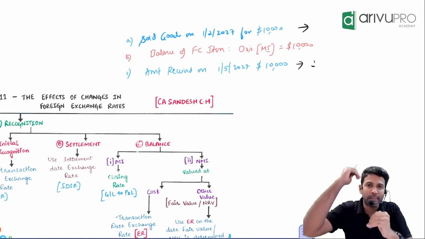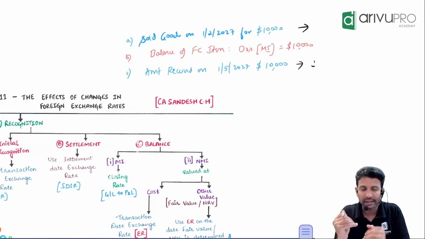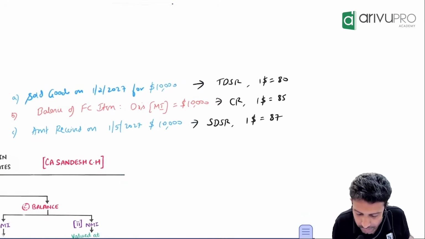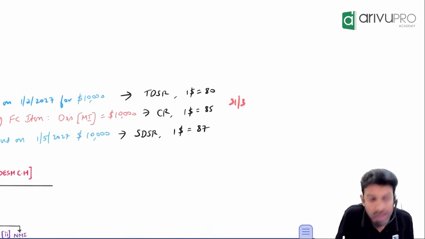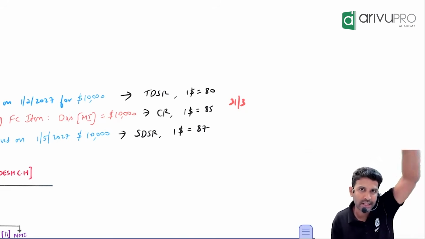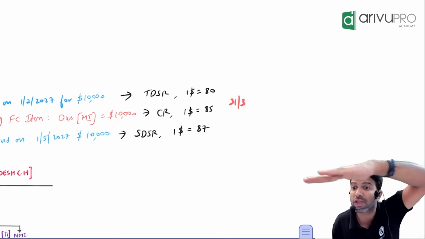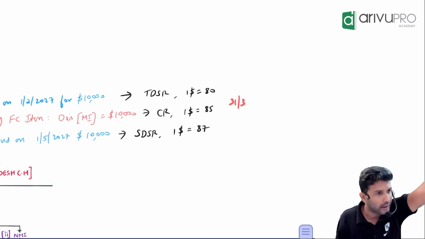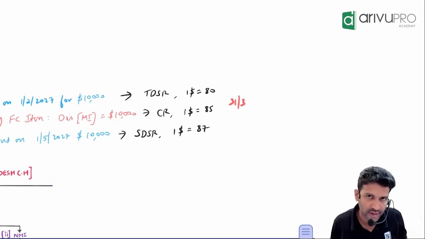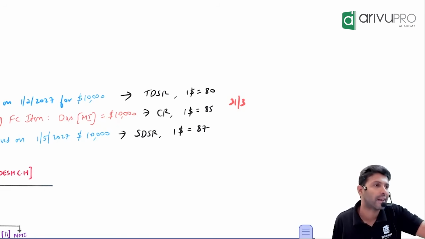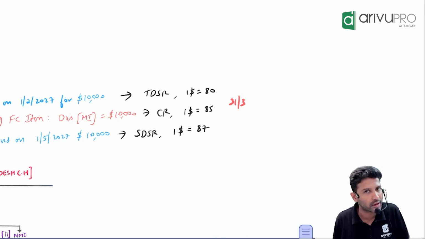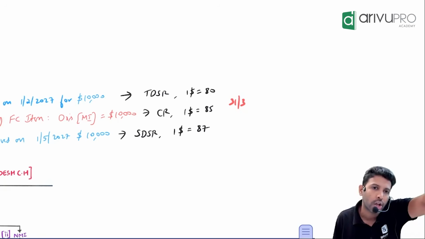Okay, sir. In between transaction and settlement, there could be one important date called balance sheet date. That is on 31st March. If your year comes to an end in between this transaction and settlement, then what AS 11 says is, check if you have any foreign currency item which has a balance. That foreign currency item could be monetary or non-monetary.